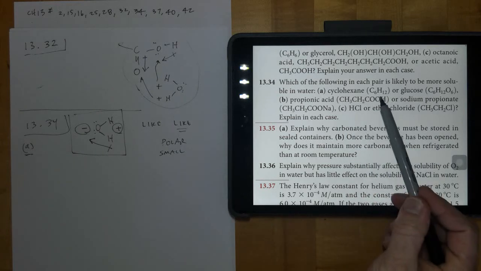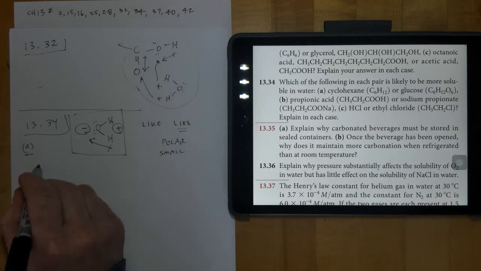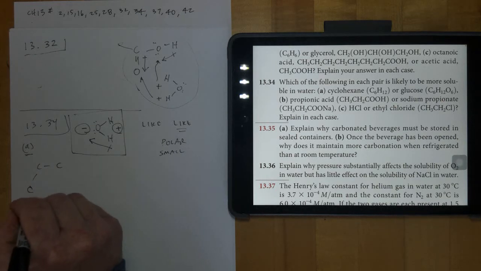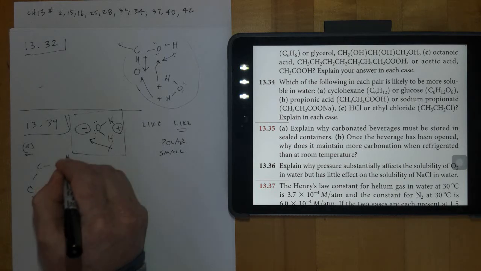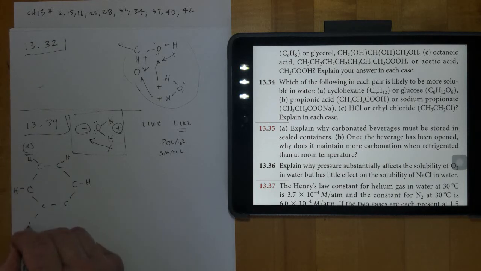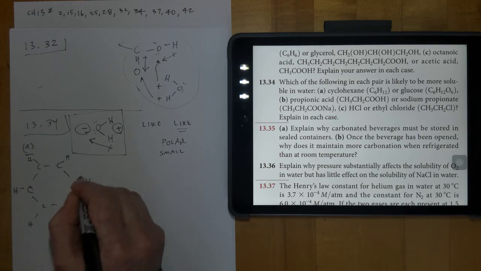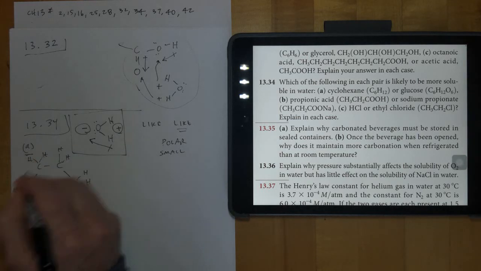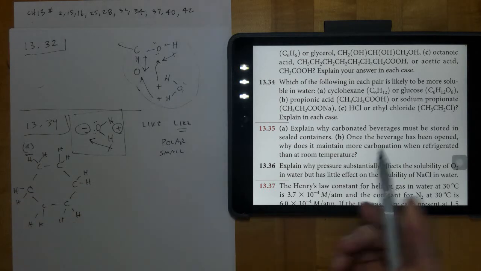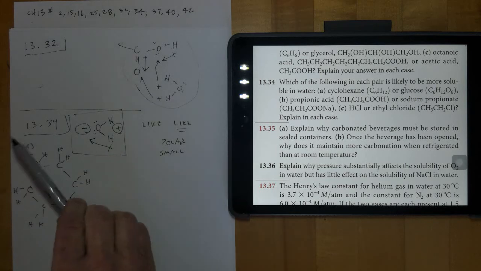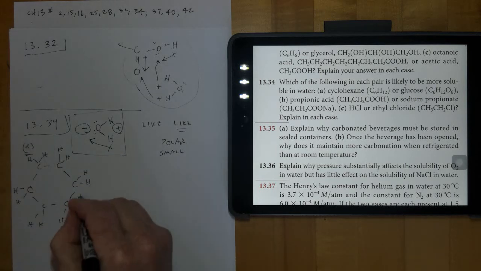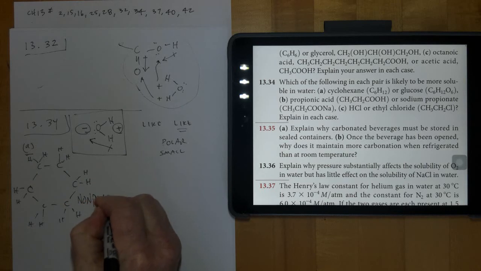The first one is cyclohexane or glucose. So cyclohexane would be a circle like this, and then we'd have hydrogens all around it. Actually, there'd be 2 hydrogens coming off of each one because we've got to have 4 bonds, and there are, as you can see right here, 12 hydrogens. Count them up. And you'll notice this is regular and repeating, and there's no specific place where it's asymmetrical. Perfect symmetry here, here, here, here. And so this is definitely a non-polar molecule, very non-polar.